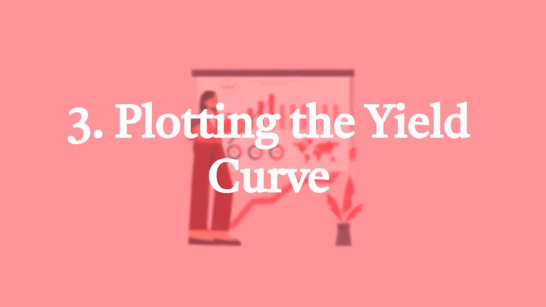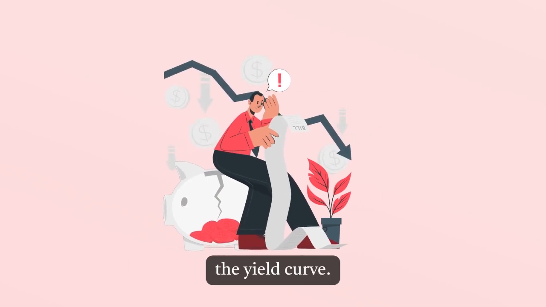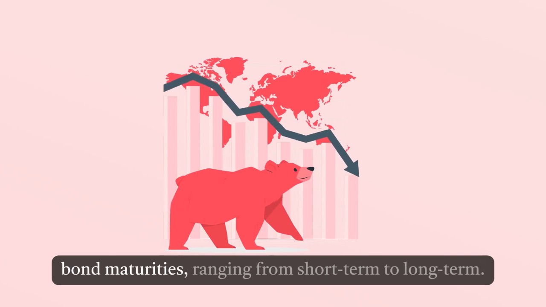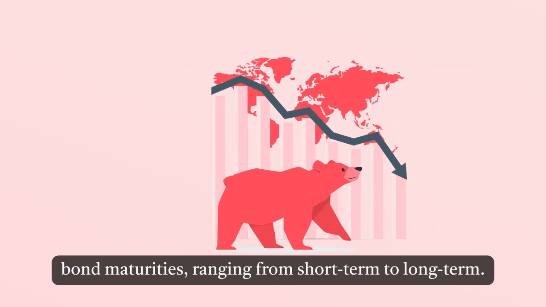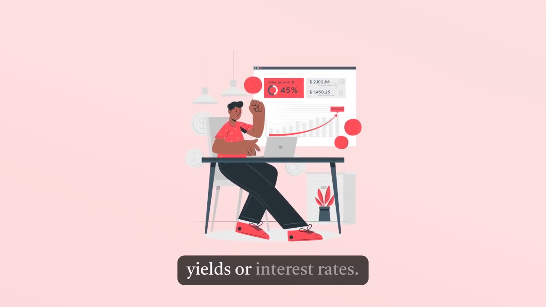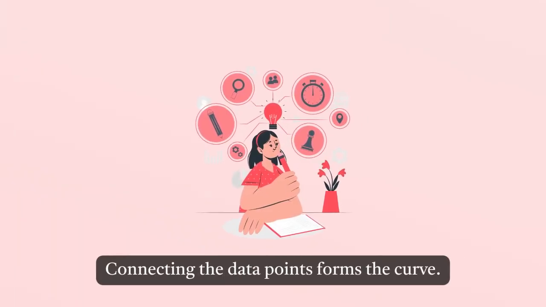3. Plotting the yield curve. Once we have the data, we can plot the yield curve. On the horizontal axis, we place the different bond maturities, ranging from short-term to long-term. On the vertical axis, we represent the corresponding yields or interest rates. Connecting the data points forms the curve.